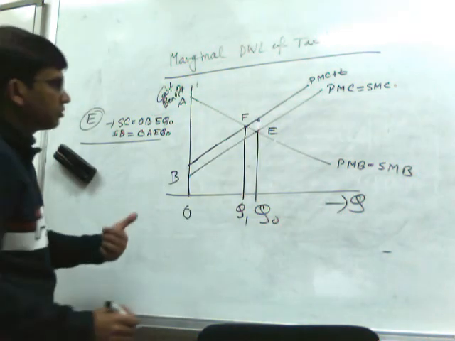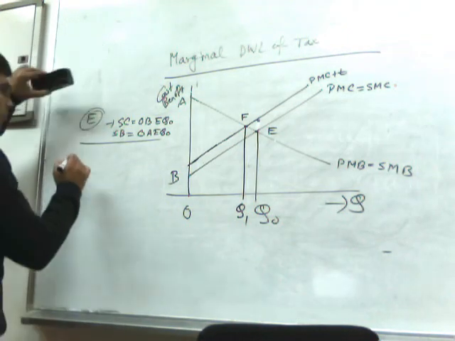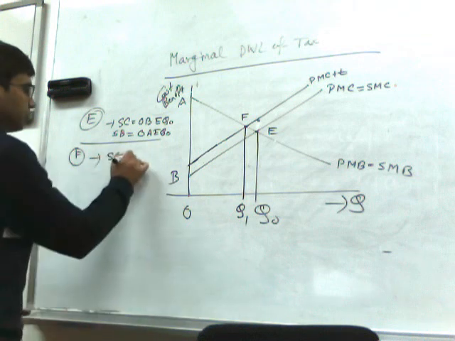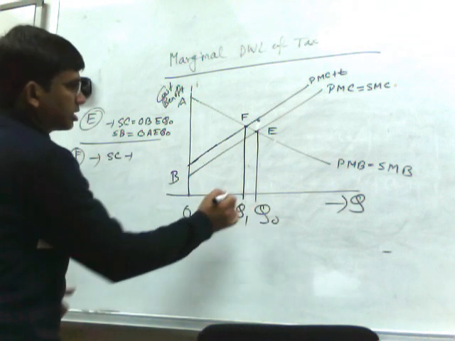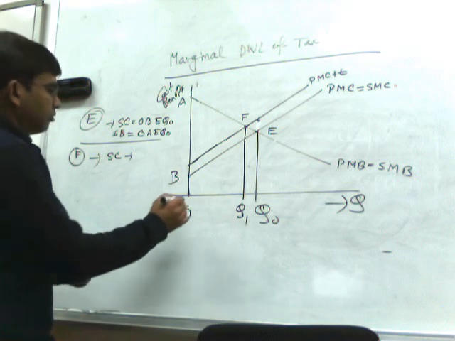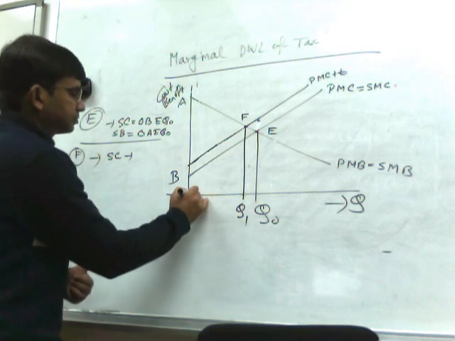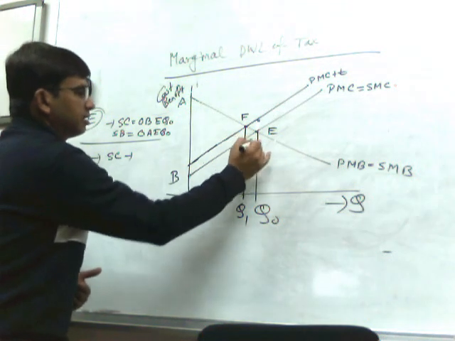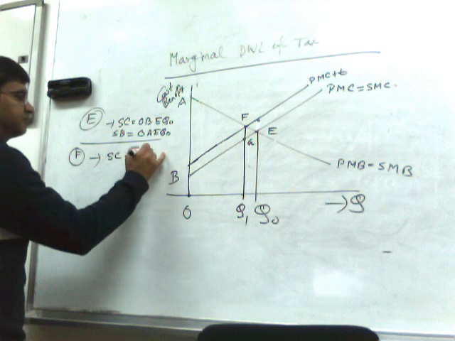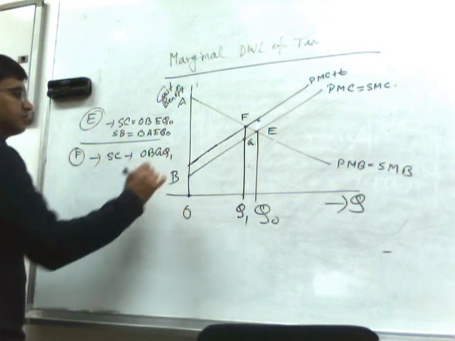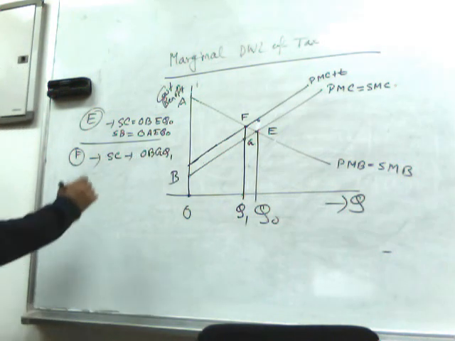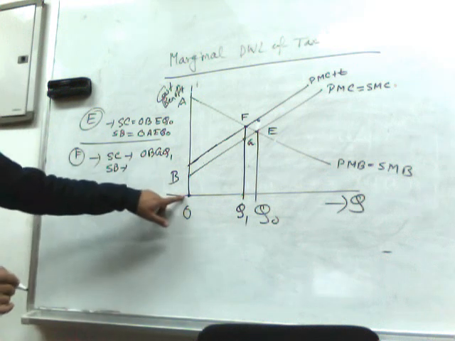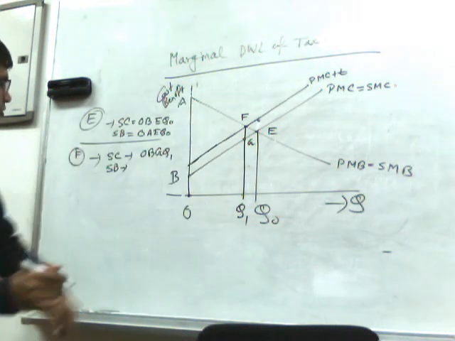So here we find that at point F, social cost, now that output is OQ1, will be equal to the area of the quadrangle OBGQ1, and the social benefit equals the area of the quadrangle OAFQ1.